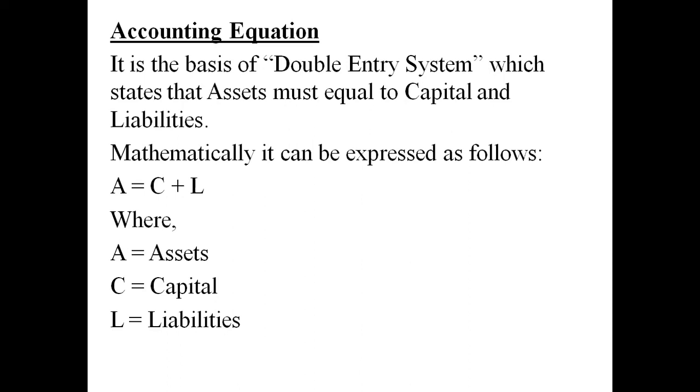But when this dual aspect is converted into an equation, when it is represented mathematically, it will be like this: A equals C plus L. This accounting equation says that the assets must equate to the capital and liabilities of an organization. So the amount of assets should equal capital plus liabilities, which means that assets are composed of capital as well as liabilities. In assets, capital is involved as well as liabilities.